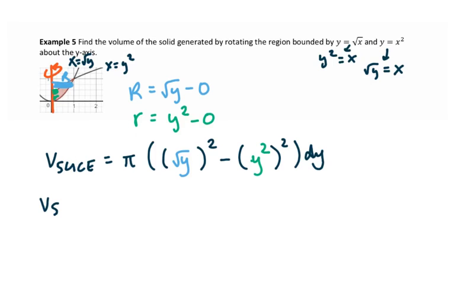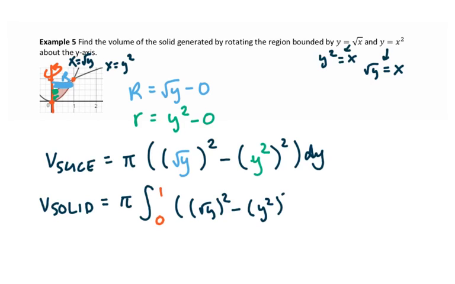So then to find the volume of the solid, make sure we're thinking with respect to y when setting our bounds on the integral. Okay, it's going to go from a y value of 0 all the way up to a y value of 1 of square root y squared minus y squared squared dy.